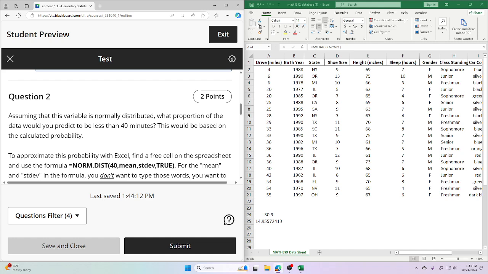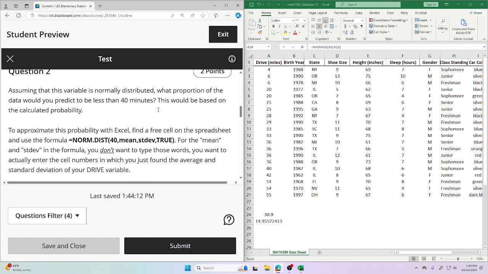Assuming that this variable is normally distributed, what proportion of the data would be less than 40 minutes? And then they say blah blah blah. Type this thing in. So it's basically on the third free cell. So like down here now, I'm going to type that thing, NORM.DIST 40, and then all this other stuff.